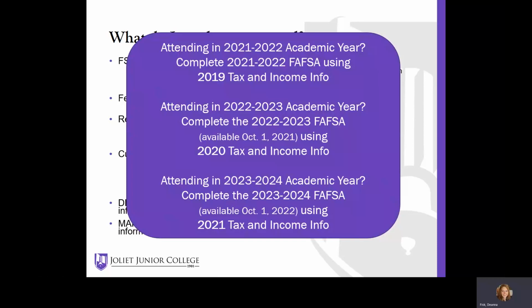Determine which academic year you will be attending college and then review this chart to determine which FAFSA year you need to complete and which tax and income information you need to have available.